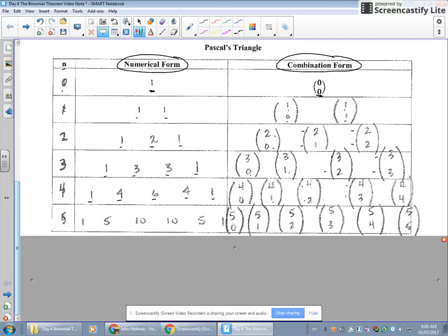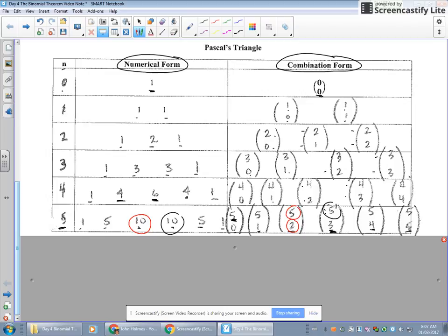The fifth row, our numbers are 1, 5, 10, 10, 5, and 1. I can just confirm that, right? 4 plus 6 is my 10, 6 plus 4 is 10, 4 plus 1 is 5, right? My numbers are fine. So on the fifth row, that means I have 5 elements to choose from. If I have 5 elements to choose from, I can either choose 0 items from that 5, 1 item from the 5, 2 from the 5, 3 from the 5, 4 from the 5, or 5 from the 5. And this is saying that 5 choose 3 is equal to 10. And 5 choose 2 is equal to 10.